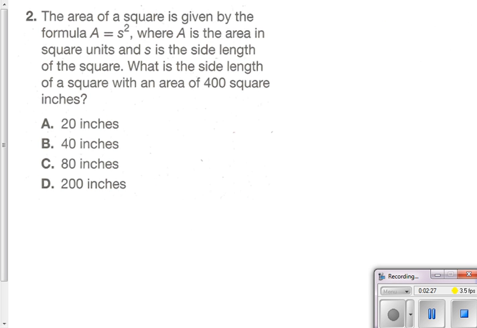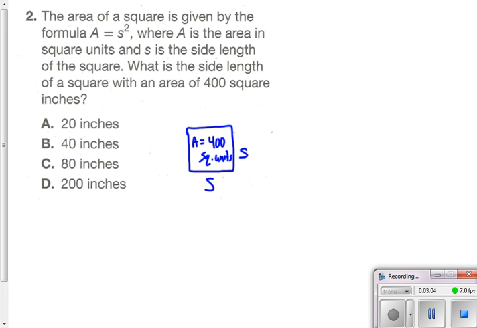Number 2 says the area of a square is given by the formula a equals s squared. Well, it's a square, so a represents area, s is talking about a side length. We know the side lengths are the same, so that's why we square them. We need to find what is the side length of a square with an area of 400 square inches. Sometimes it helps if you draw a diagram. Here's my square. We know that this side times this side is going to give you the area, which is 400 square units.